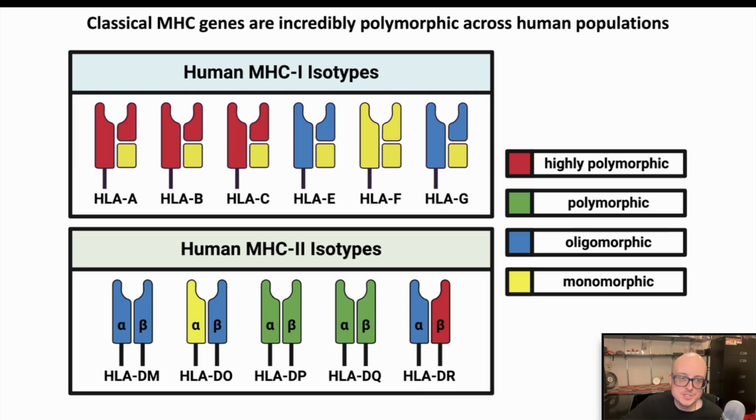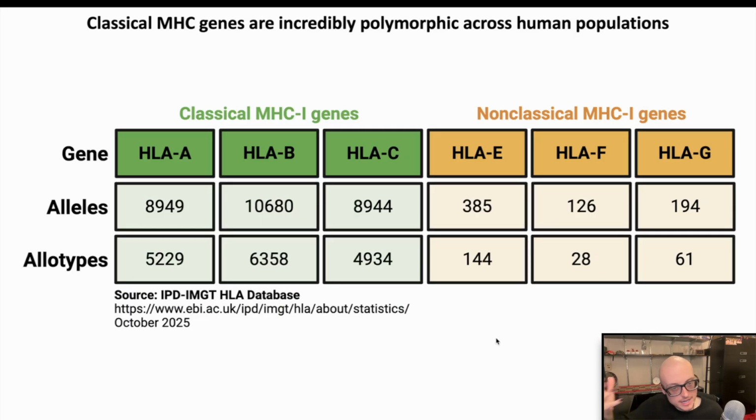But let's put some numbers to these concepts just to underscore the point more fully. These are numbers that I actually pulled from publicly available data. They are fresh off the presses, at least at the time of recording of this video in October of 2025. So these are currently all of the known alleles for classical versus non-classical MHC class 1 genes. I could show you a similar table for MHC class 2, but because there are so many more genes there, this is just a little tidier. So we'll just focus on MHC class 1 to make this point.